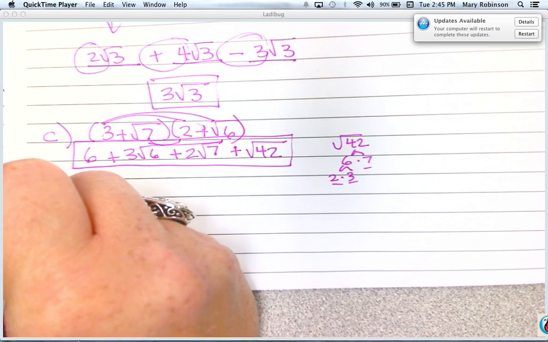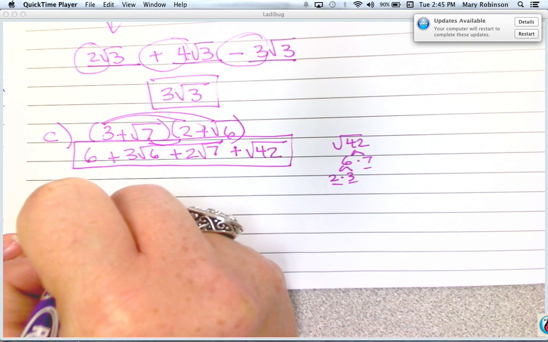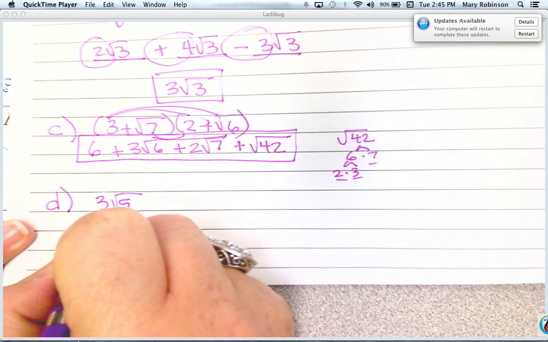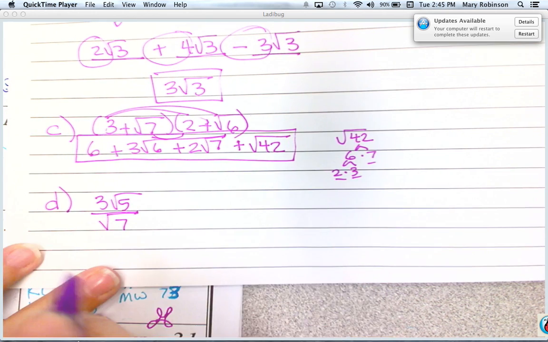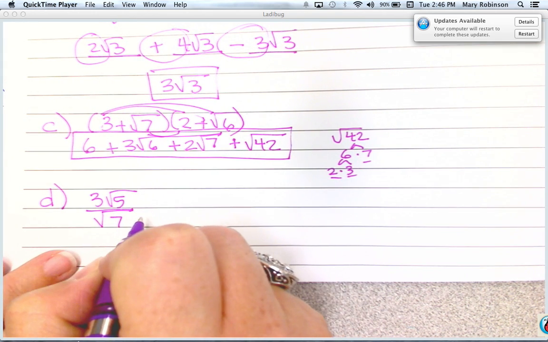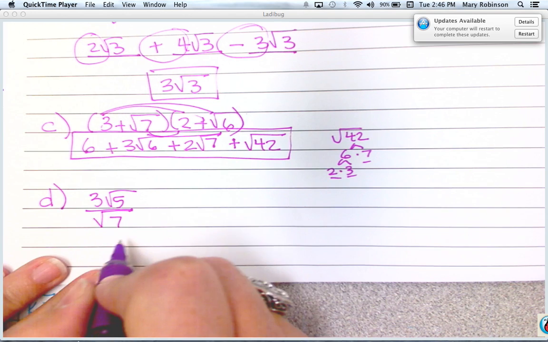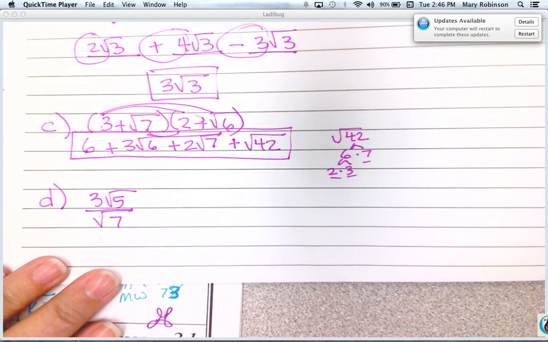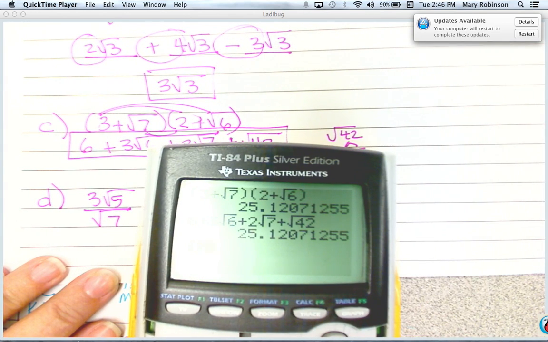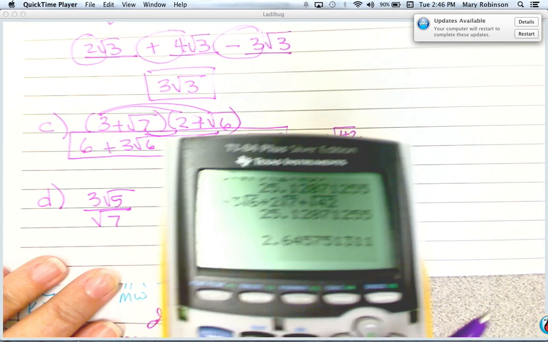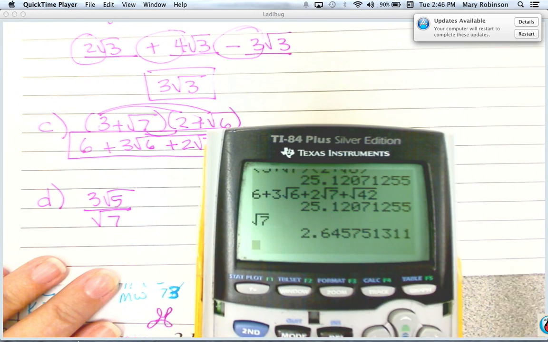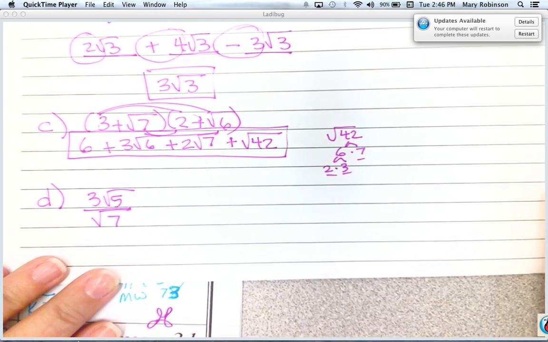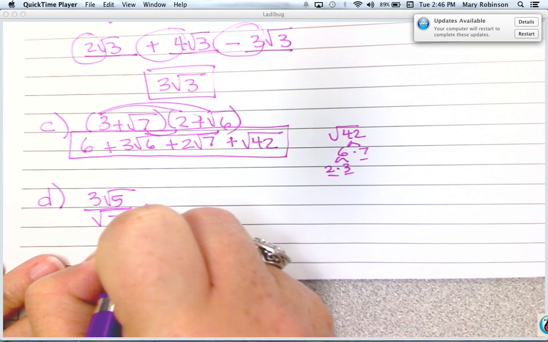Next, for D, 3 square roots of 5 divided by the square root of 7. We have to rationalize this, meaning we want to turn this irrational number, the square root of 7, into a rational number. The reason why we say it's irrational is because when we type in the square root of 7, we get a long string of numbers after a decimal that do not have a pattern and they do not terminate. So what we want to do is rationalize.